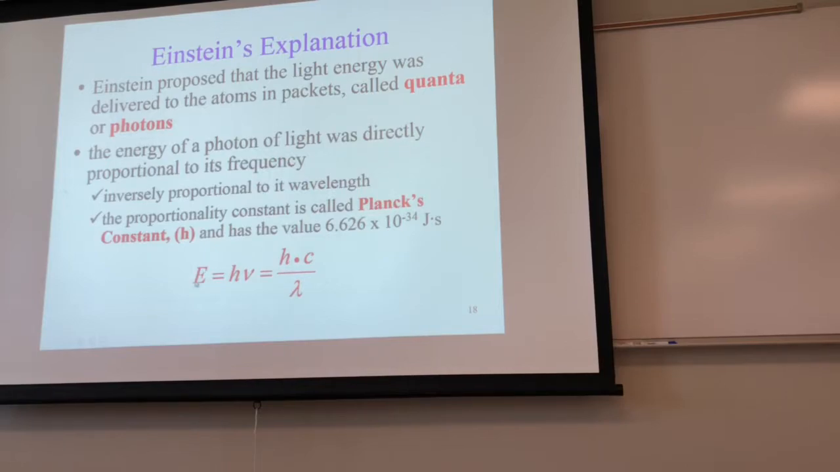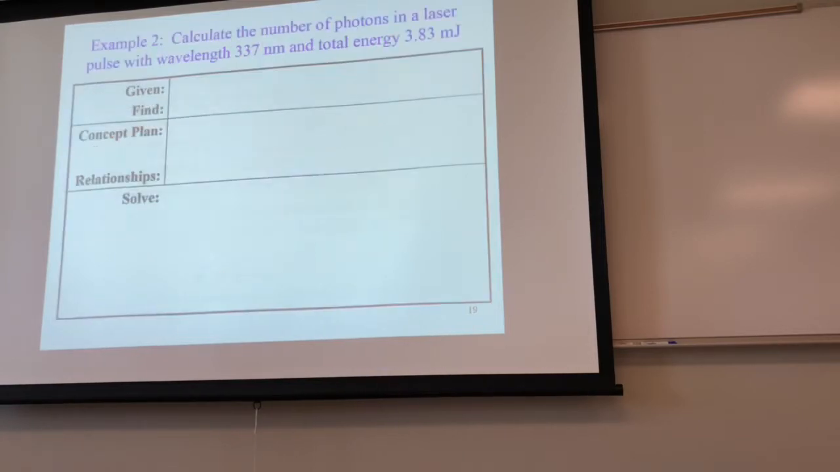Does that make sense? Now you need to pay attention to the units here. Planck's constant is in joule seconds, and frequency is measured in inverse seconds. So inverse seconds times joule seconds is going to give you joules, which is an energy unit that we've been using in this class, okay? So if we want to calculate that, all we would need to do is to know something about the wavelength and something about the energy.